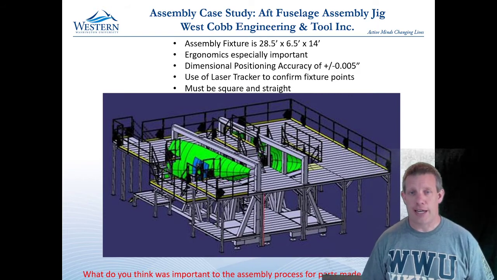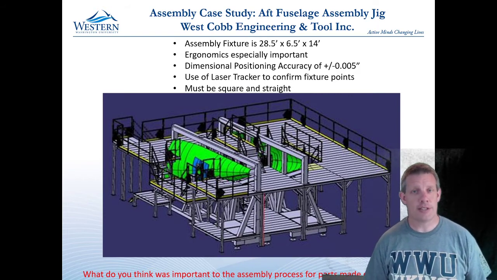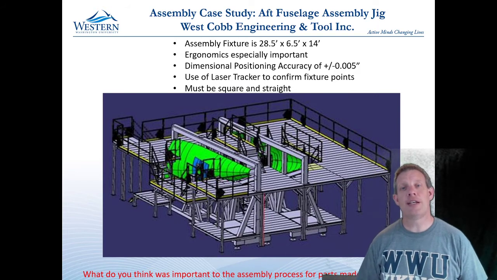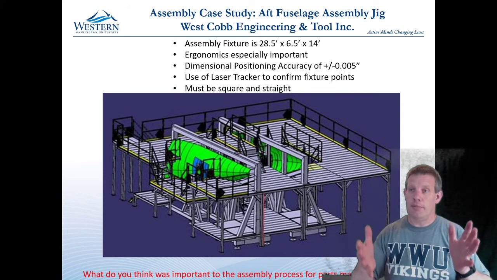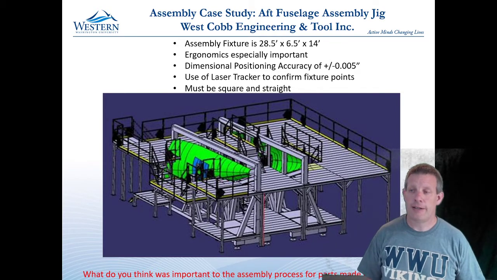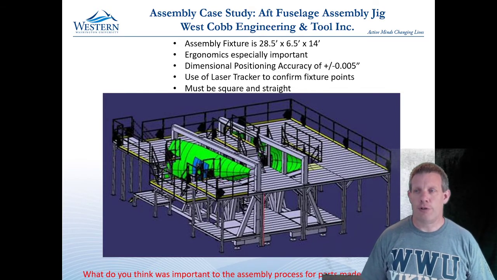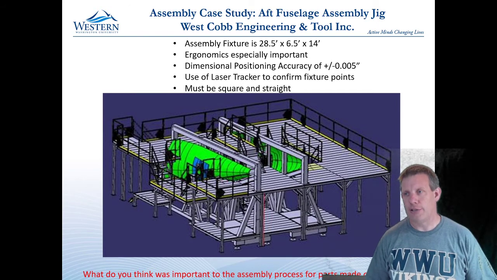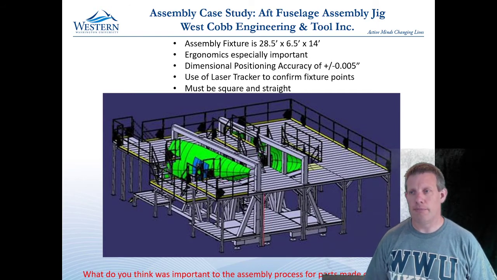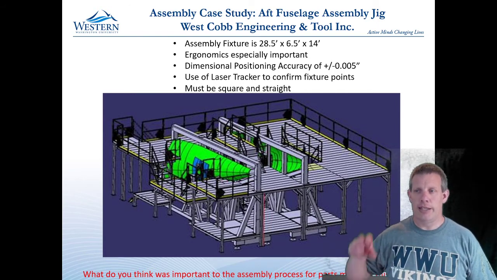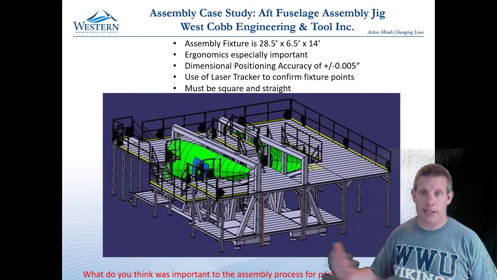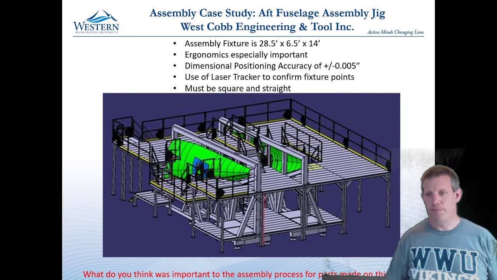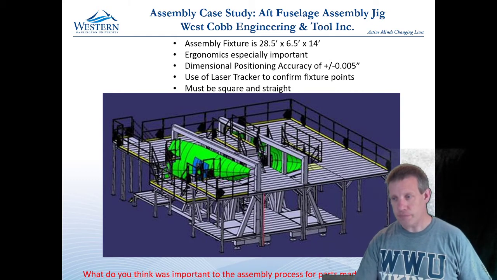The positioning accuracy on this thing is 5/1000ths of an inch, which is a little over the thickness of a sheet of paper. So big parts, but they've got to be in exactly the right place. I use a laser tracker to confirm the fixture points. We'll talk about laser trackers a little later, but it's just a way of getting fairly precise locations at a big distance. And it has to be straight and square.